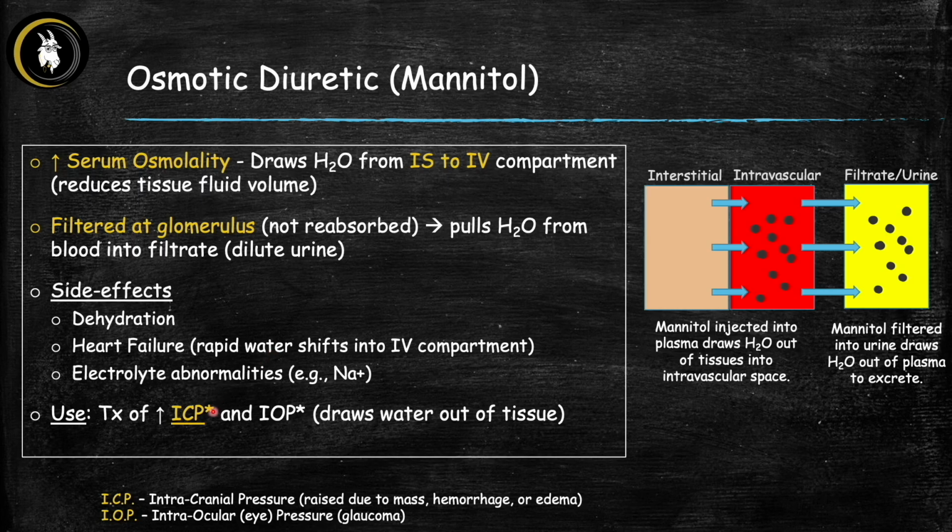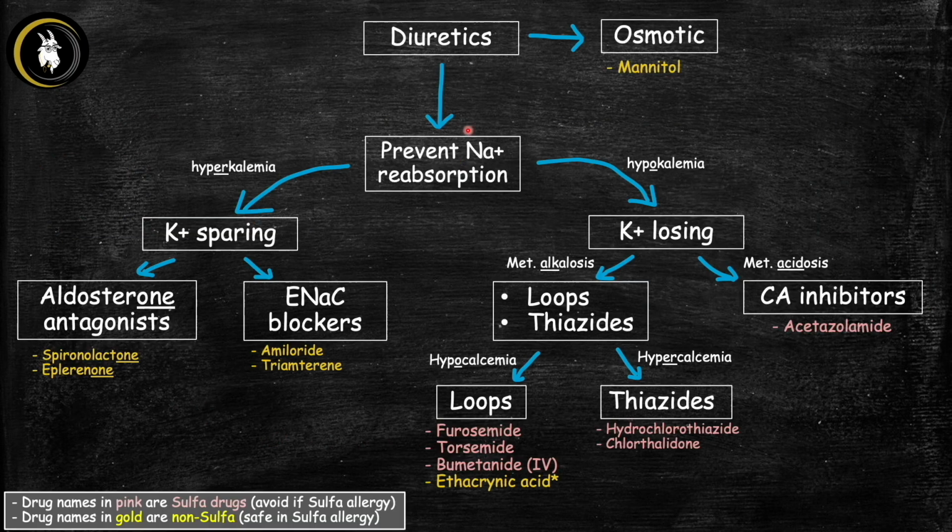Really, the main indication that I've ever given it in the emergency department is for treatment of cerebral edema, which is increased intracranial pressure. So say someone has a head injury or some other cause for edema in their brain, and you want to reduce the tissue fluid volume around the brain and reduce the edema. Mannitol can be effective in doing that. Another indication is to reduce intraocular pressure for similar reasons that it can draw water out of tissues.